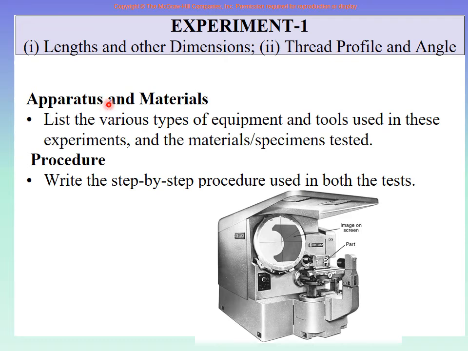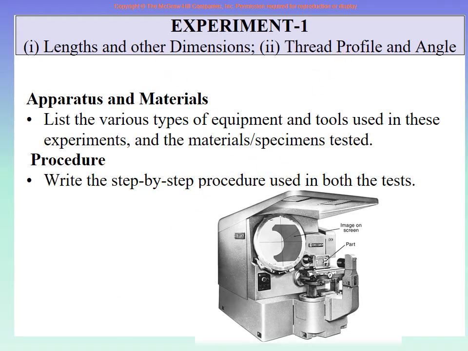This list of apparatus and materials, one will be for lengths and dimensions, the other will be for thread profile. And then similarly procedure. Write the step-by-step procedure used in both the tests. What was the procedure that you did here? All these steps, what were the procedure that you did here?